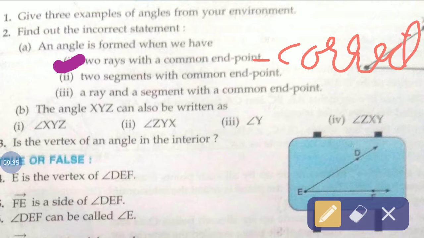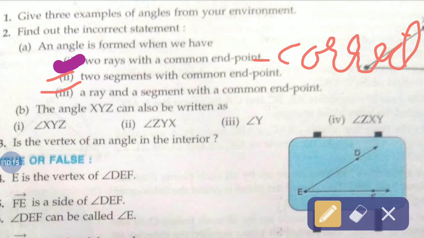Then two segments with a common end point. Yes, that can also form an angle. So that is also correct. Then the third one, a ray and a segment with a common end point. Yes, that can also form an angle. It is not compulsory that both should be rays. So all these three statements are correct. Then the B.